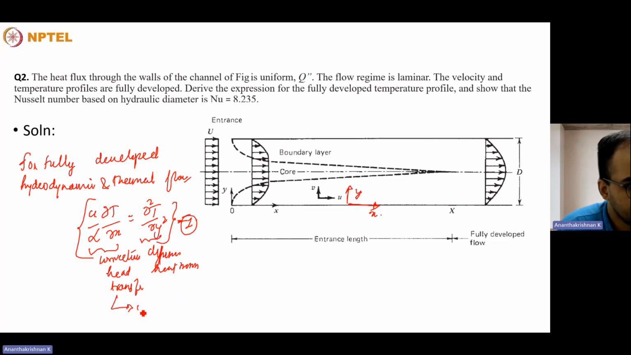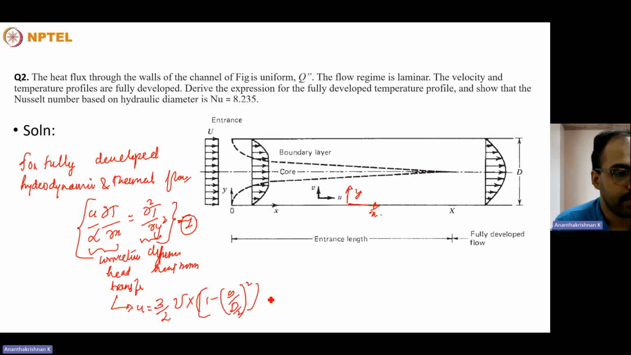Here the u can be written as, from the tutorials as well as from the lectures uploaded, u for a hydrodynamic fully developed flow between the parallel plates can be written as u equal to 3 by 2 into u average into 1 minus (y by D by 2) the whole squared. So this is for the case of a parallel plate, using the x momentum equation, where we equate the pressure difference in terms of the viscosity terms. So you will arrive at this velocity profile. It's parabolic in nature.